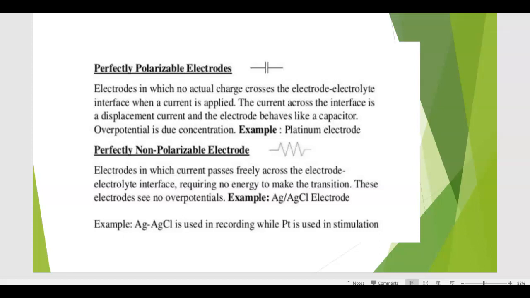Electrodes in which the current passes freely across the electrolyte interface. It requires no energy to make the transition. These electrodes see no over potentials. Example, silver chloride electrodes. Silver chloride is used in recording, while the platinum electrode is used in stimulation.